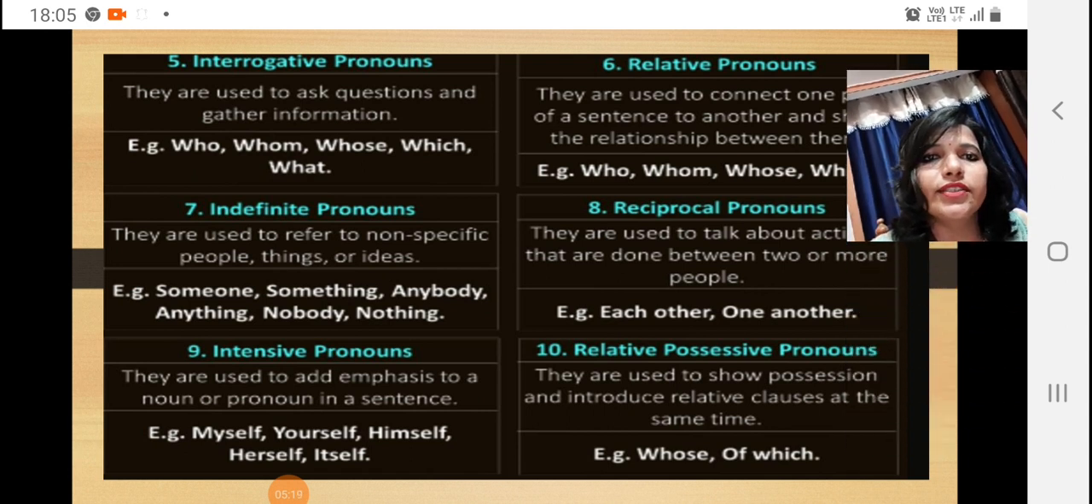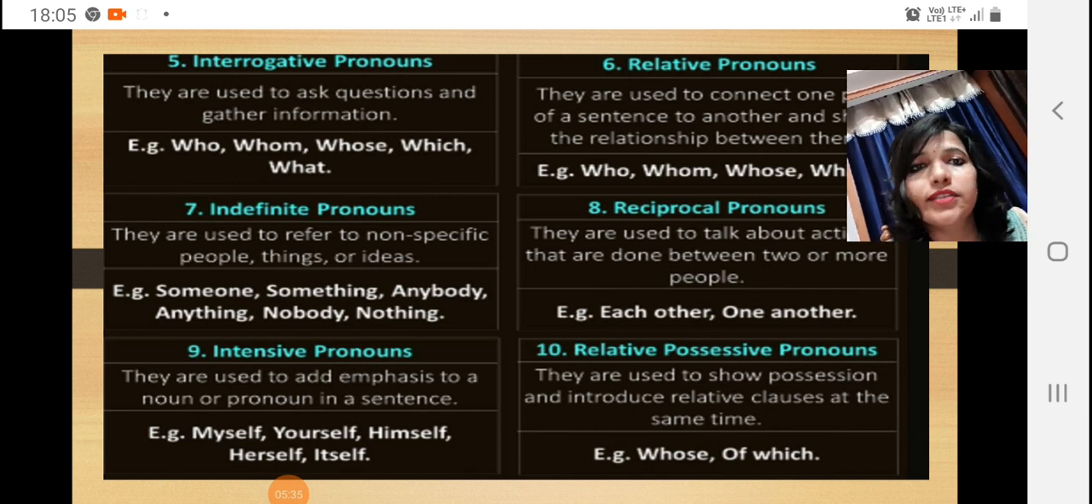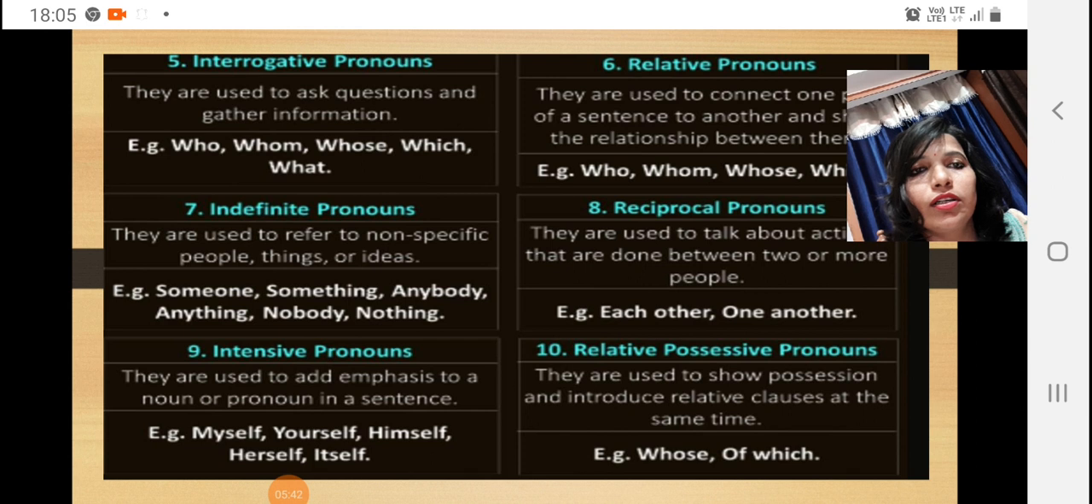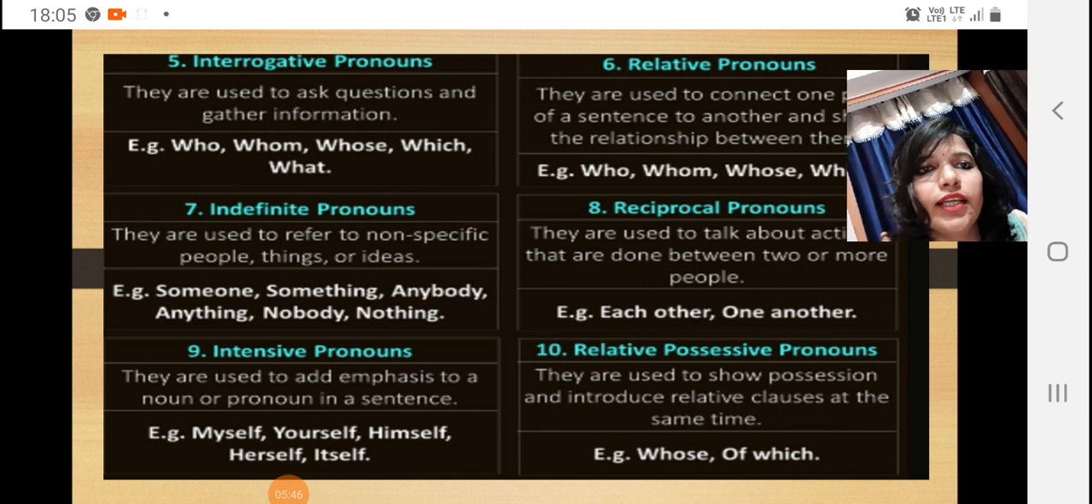Next is intensive. Intensive is also called emphatic. In the previous videos, you must have seen emphatic given at one place. So intensive and emphatic are the same, where they show emphasis on the pronoun. Like I myself am responsible for this, you yourself are doing this, he himself did this. Like that.